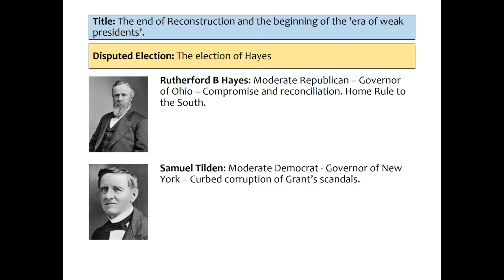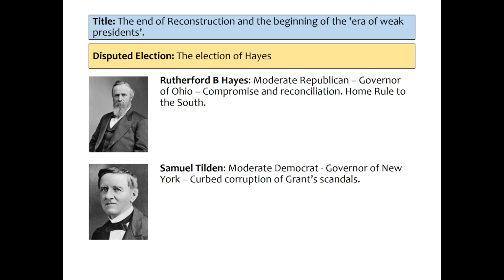Rutherford Hayes was a moderate Republican. He was the governor of Ohio. He believed in compromise and reconciliation. That's why he appealed to the Republican Party, and it's why he appealed to some of the Southerners as well. He believed in home rule, that the South should govern itself. It should not be down to the federal troops.